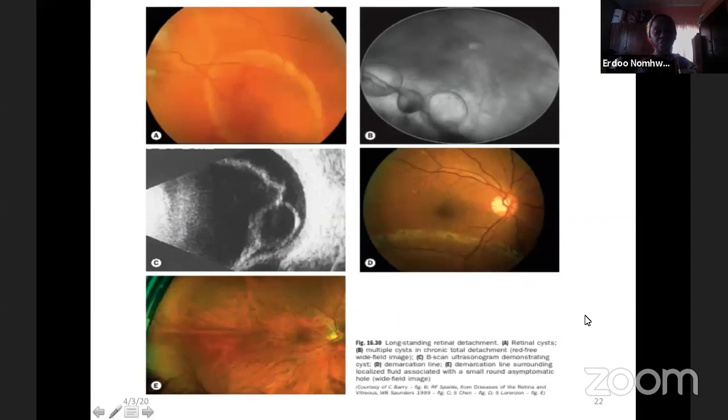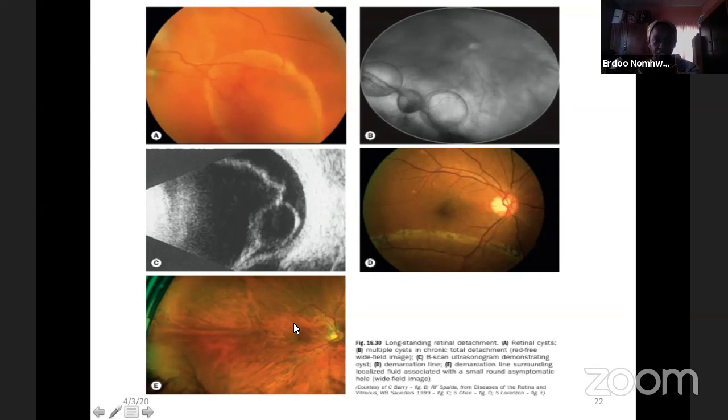And these are other pictures that would show us the complications, or rather the long-standing changes of retinal detachment. The first one here is a retinal cyst, which usually will develop if the retinal detachment is not being attended to. This just shows the scan demonstrating the cyst above there.